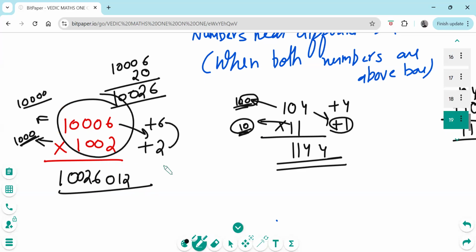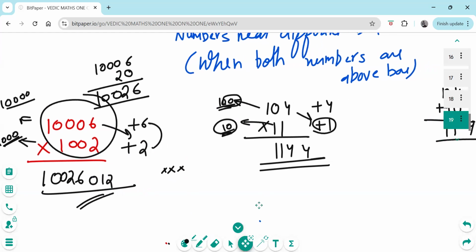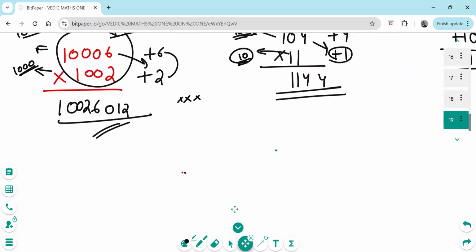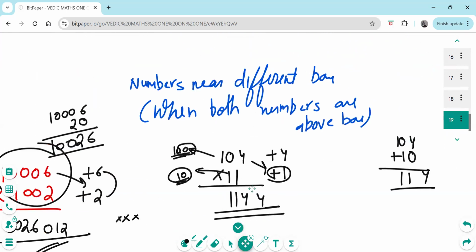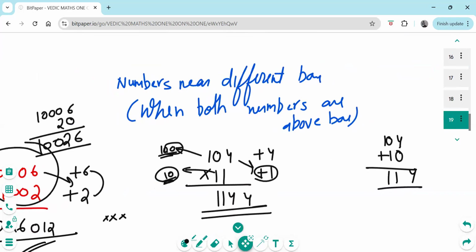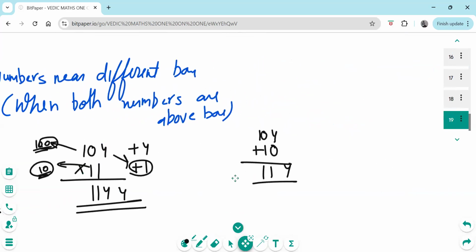So that is interesting. Yes, there is a general method also, like the method that I taught you. But remember, this is even faster when you have gone through a lot of practice, some 5 to 10 questions, right? Okay, now, so this was the case when the numbers are near different bases, but both are above base. What if both are below base? What are we gonna do?